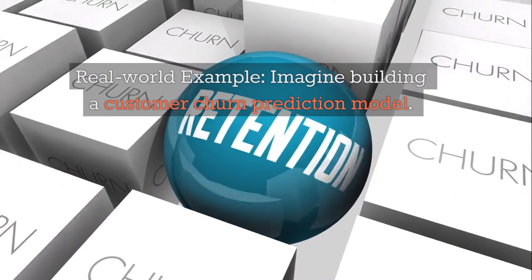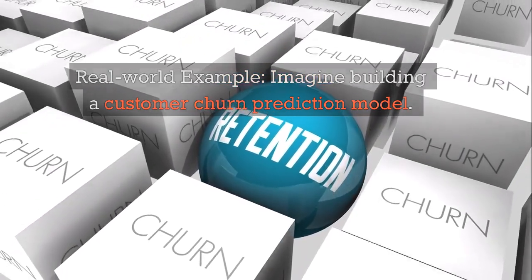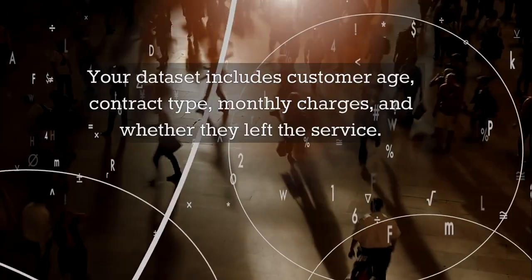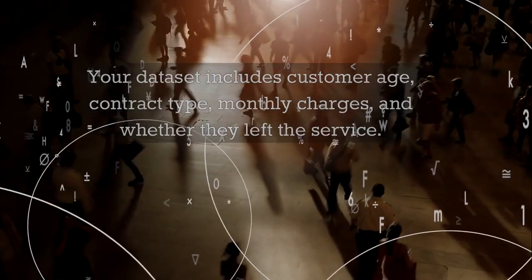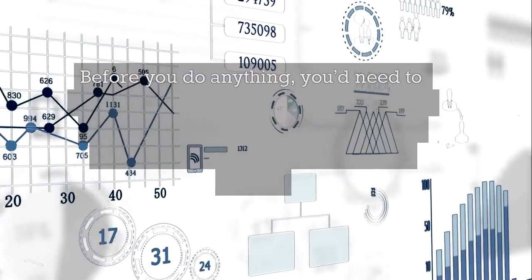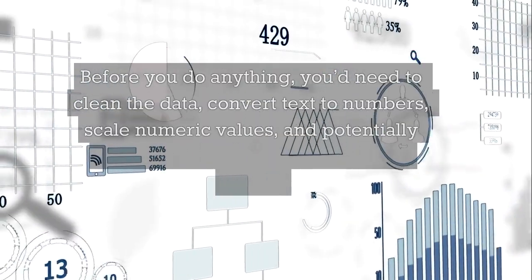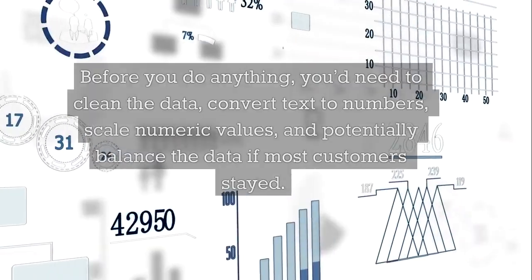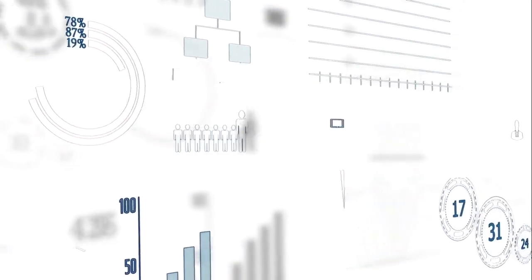Real-world example. Imagine building a customer churn prediction model. Your dataset includes customer age, contract type, monthly charges, and whether they left the service. Before you do anything, you'd need to clean the data, convert text to numbers, scale numeric values, and potentially balance the data if most customers stayed.